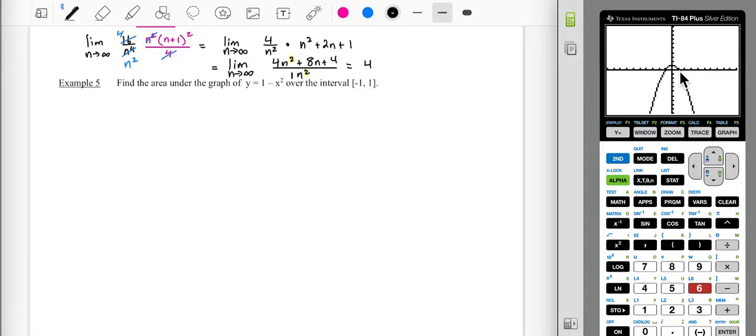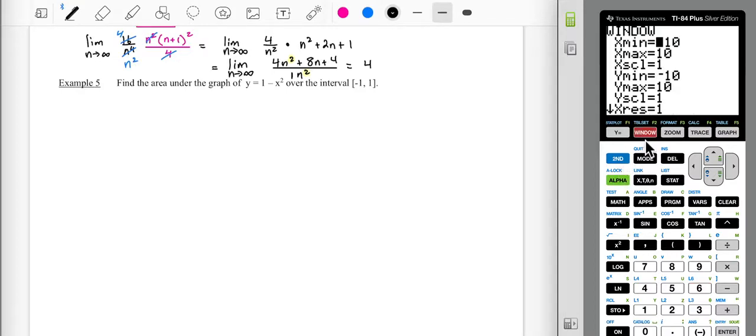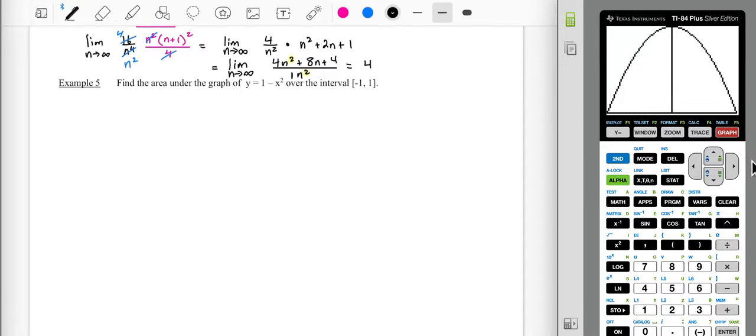All right, so let me bring it in a little bit. So I'm going to go to Window, -1 to 1. The y-intercept of this graph is also 1, so I really only need to go up to 1, so 0 to 1. So we're looking at this figure. All right, so that's what we're looking to try to find the area underneath.